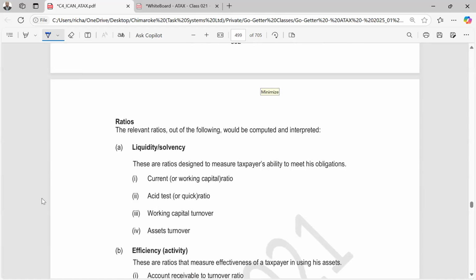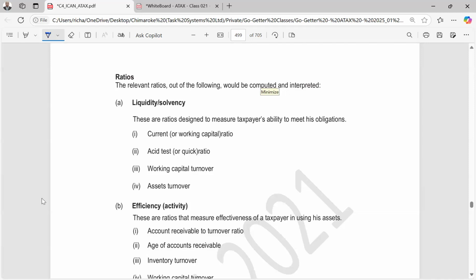Then there are the ratios. We said before, adequate ratios. Now, the adequate ratios have like 3 or 4 branches. We have liquidity ratios. So this tests whether your company is liquid. So we have the current ratio, acid test ratio, working capital turnover, and assets turnover. Both of them are inverse of each other.